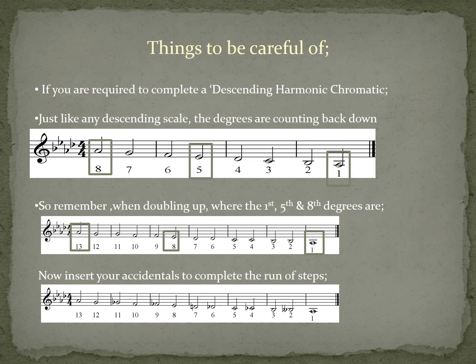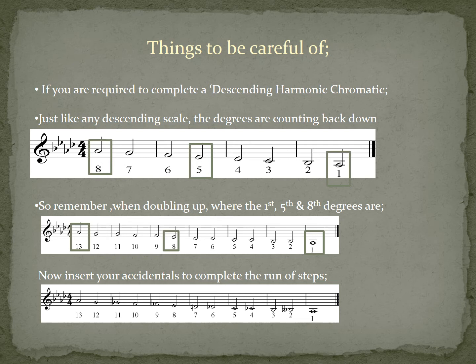Now of course again, things to be very careful of. If you're required to complete a descending harmonic chromatic scale, just like any descending scale, the degrees are counting back down. You don't count from the first note and say number 1, 2, 3, 4, 5, so you'll be doubling up on the wrong notes. You must remember the original scale is going 8, 7, 6, 5, 4, 3, 2, 1. So when you're doubling up, make sure that you're looking at the right notes to not double up. So the 1, 5 and 8 still applies.